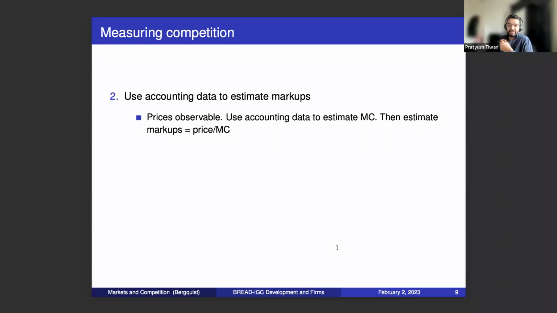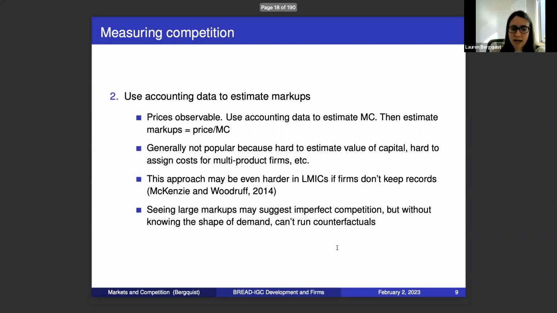It's going to be hard to get good data. Yeah, so that's a big one. I would say, in general, even putting aside the low and middle income country context, this is generally not a super popular approach because it's hard to estimate, first of all, the value of capital in particular. So many inputs, but in particular, capital is very hard to value. It's hard for multi-product firms, which a lot of firms are, to assign costs across products.